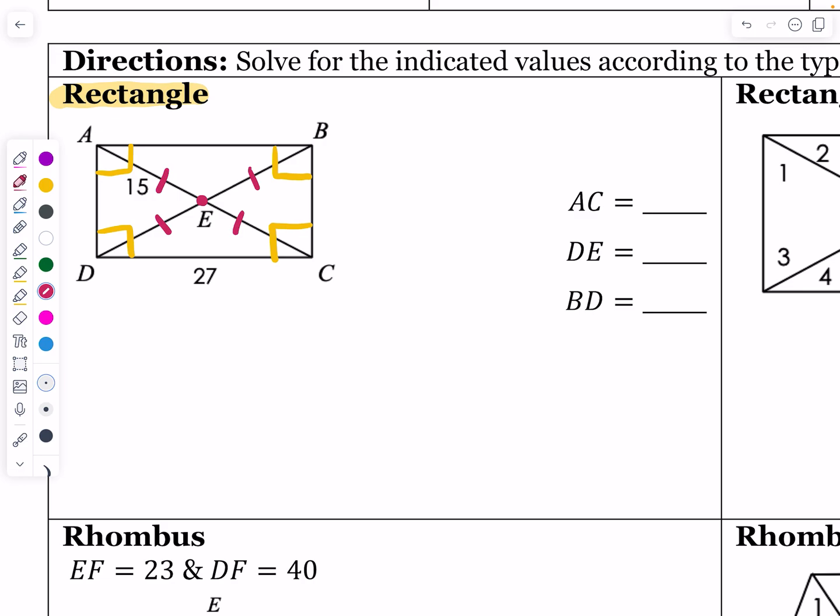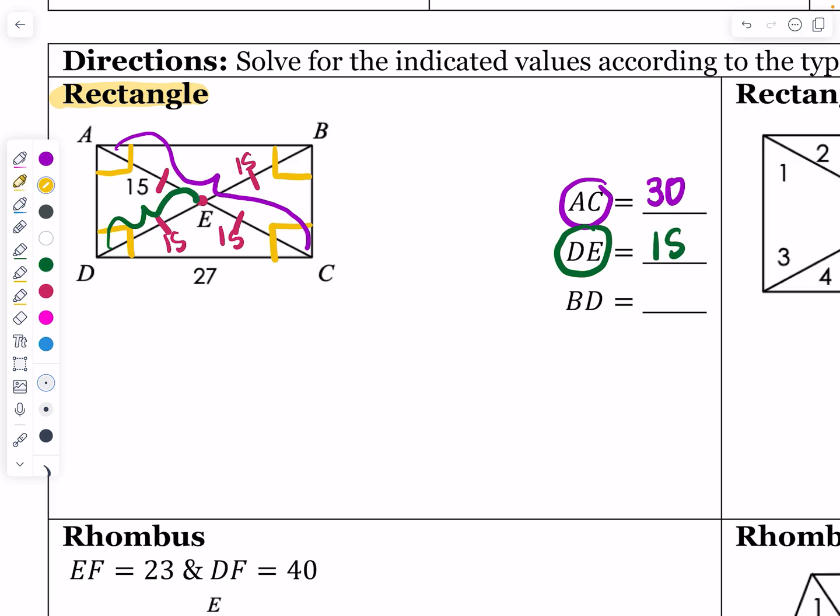Well, if A to E is 15, A to C is going to be this full amount. So if A to E is 15, I can copy that 15 for all of these other little pieces of the diagonal. That is exactly half of the diagonal. So what is the full diagonal? The full diagonal will be 15 plus 15, which is 30. Then they want to know, what is D to E? D to E is just half of a diagonal, so that's going to be 15.